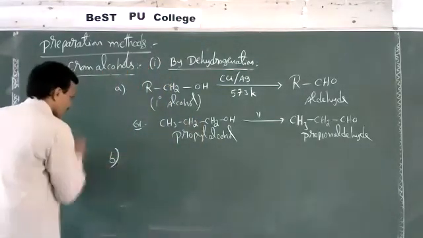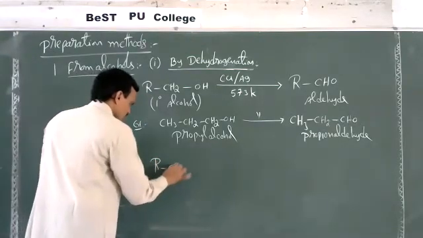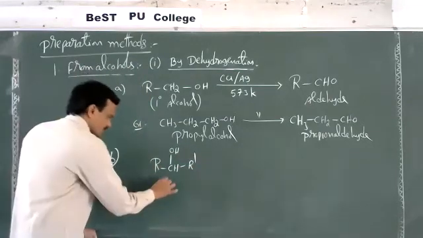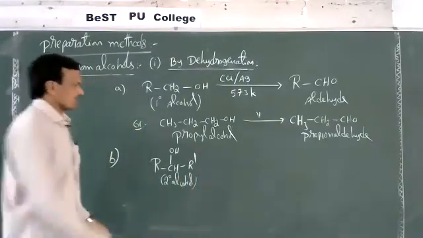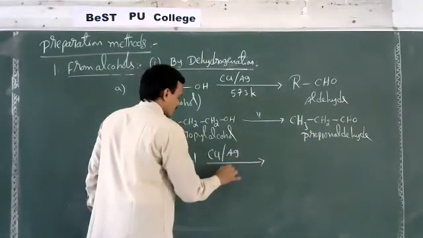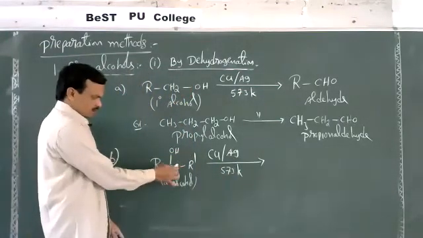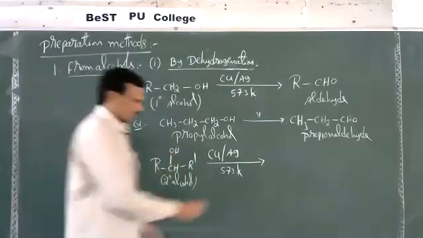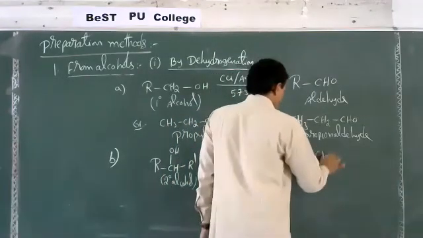The same method from secondary alcohols we can get ketones as usual: R, CH, OH, R dash. So this is a secondary alcohol. This secondary alcohol on reaction with the same, either copper or silver at 573 Kelvin, then here also the hydrogen from CH and hydrogen from OH, this H2 gets eliminated and a pi bond will be formed. Then you can get R CO R dash, nothing but a ketone will be formed.